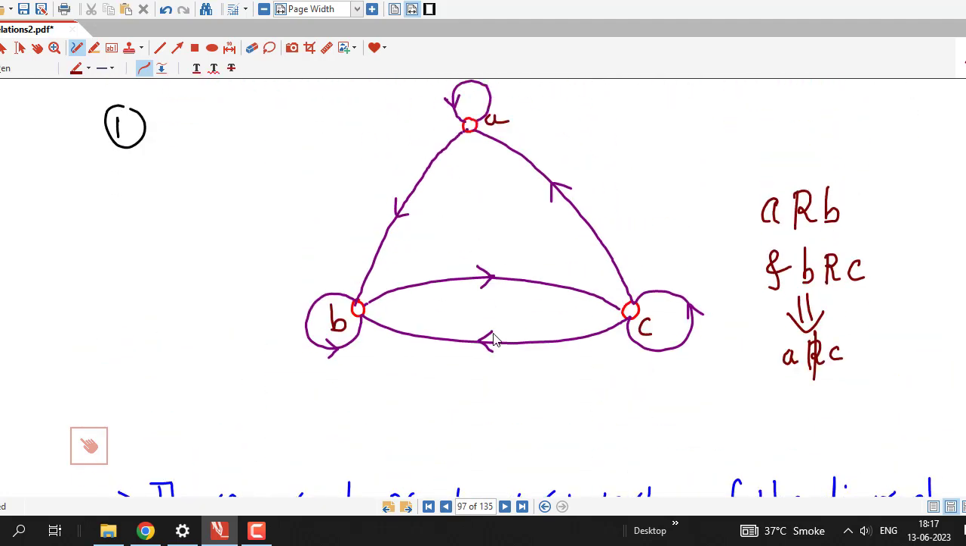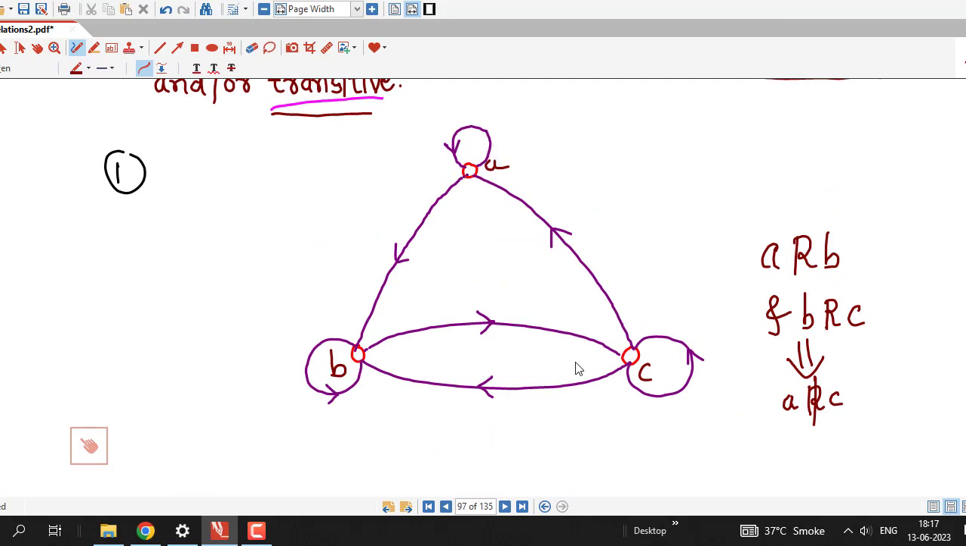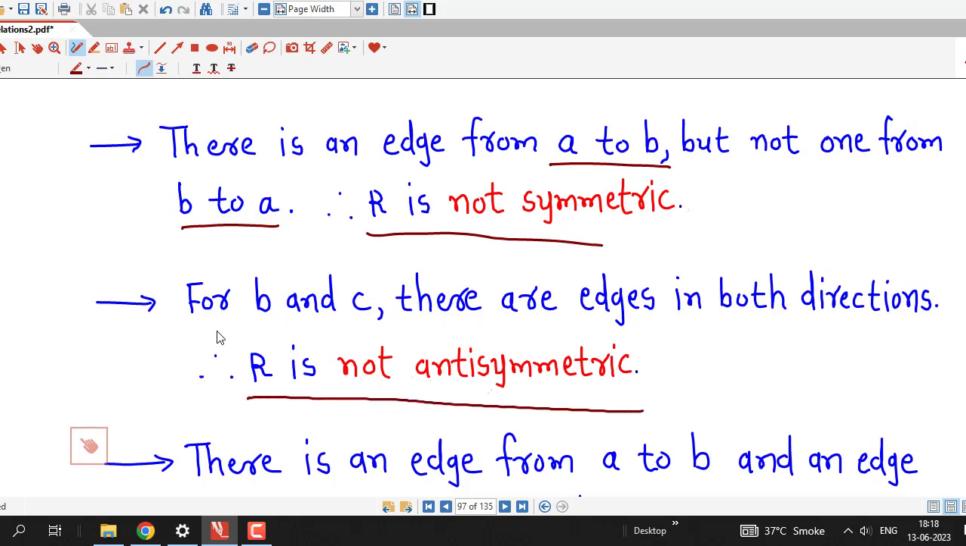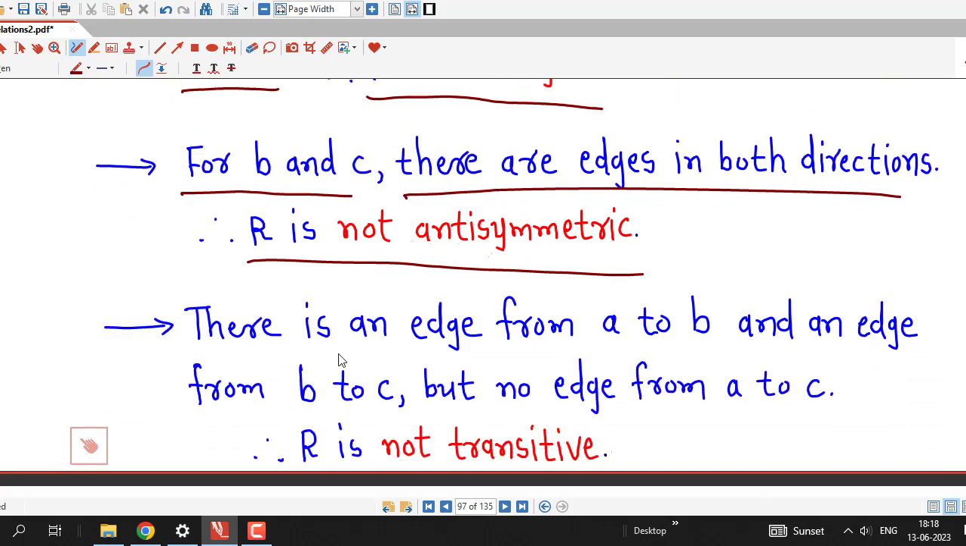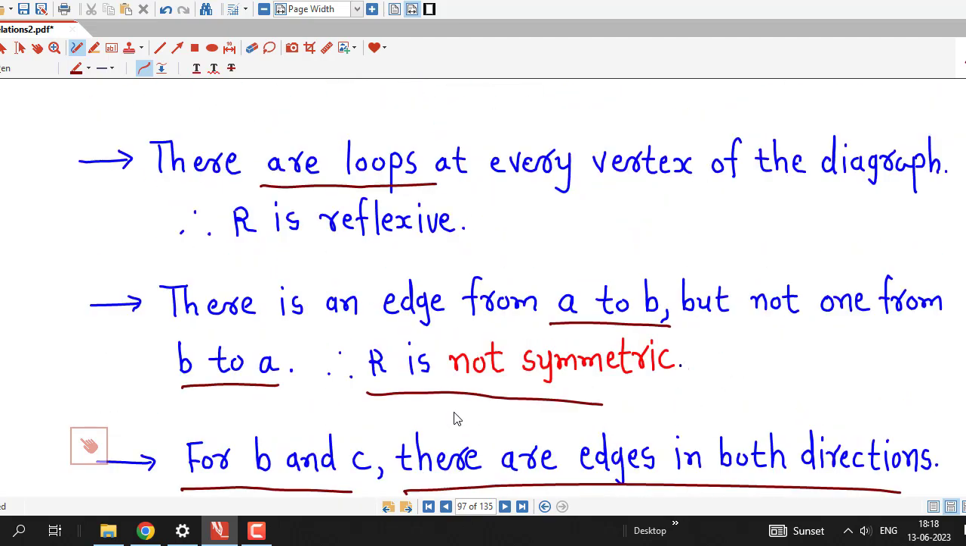So you should write all these things systematically whenever you have this type of example. Here I have written that there are loops at every vertex of the diagram. Therefore R is reflexive. We can see all the vertices are having loops. And as I discussed, relation is not symmetric because there is an edge from A to B but not an edge from B to A. And relation is not antisymmetric because for vertices B and C there are edges in both directions. And for transitive property we have to write that there is an edge from A to B and an edge from B to C, but no edge from A to C. This means A is related to B and B is related to C, but A is not related to C. Therefore this relation is not transitive.